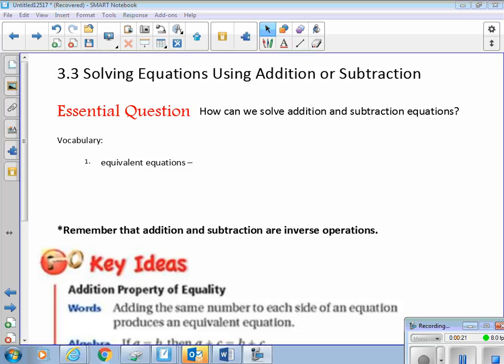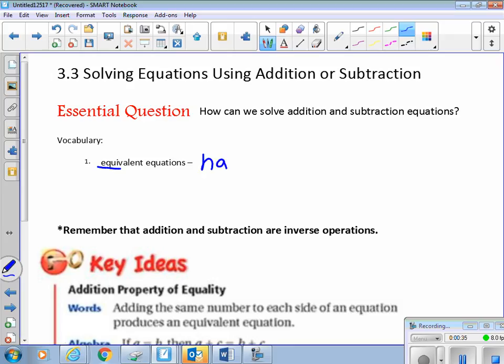So if you can remember what the word equivalent means, you can look inside of it, almost see the word equal. Equivalent equations are equal equations. They have the same solution. Let's fill that in. Have the same solution. So equations that are equal have the same solution.